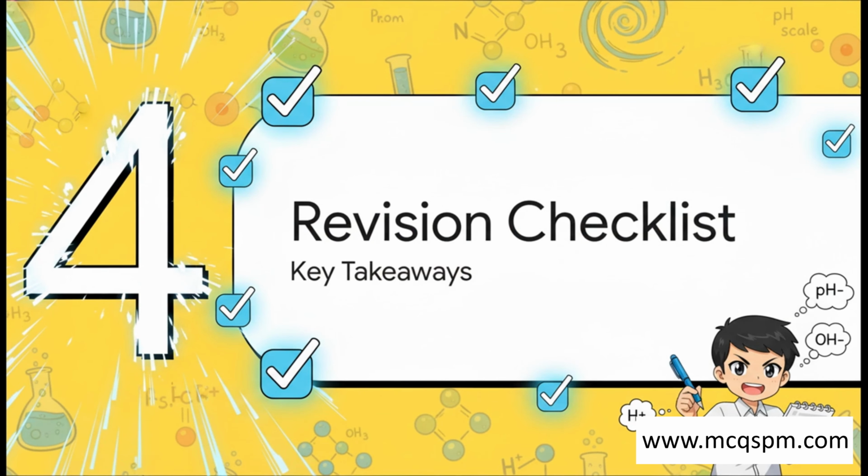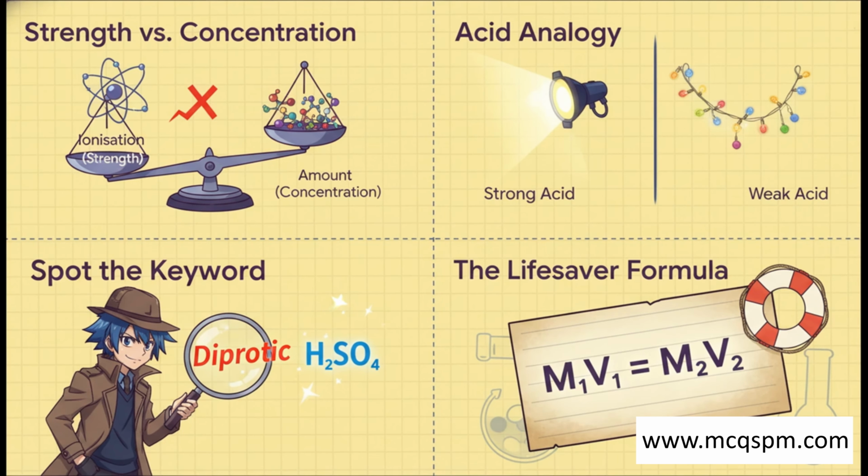Whew, okay. We've covered a ton of ground, from the big ideas all the way to those sneaky exam tricks. So let's wrap this up and condense it into one final checklist you can use for your revision. Here it is, your cheat sheet. Number 1, strength and concentration are not the same thing. Strength is all about ionization. Number 2, remember our analogy: strong acids are floodlights, weak acids are fairy lights. Number 3, keep an eye out for the keyword diprotic, especially for acids like sulphuric acid. And finally, number 4, your absolute best friend for calculations, M1V1 equals M2V2.